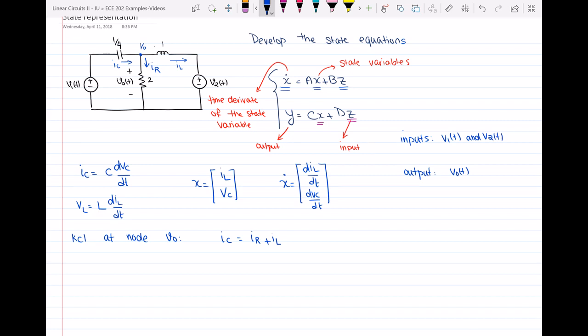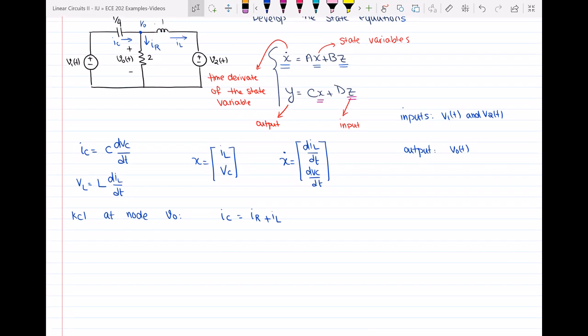So we said that IC is equal to IR plus IL. What is IC equal to? I know that IC is equal to C dVc over dt. C is 1 over 4. Then I have dVc over dt that is equal to IR plus IL.